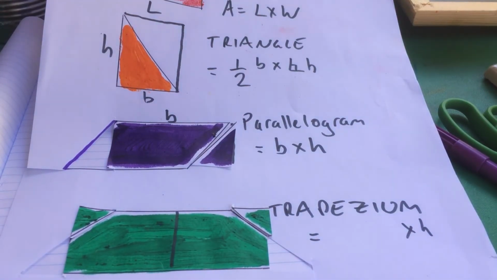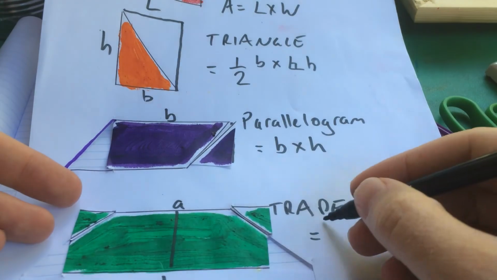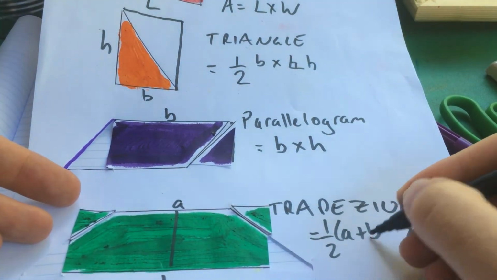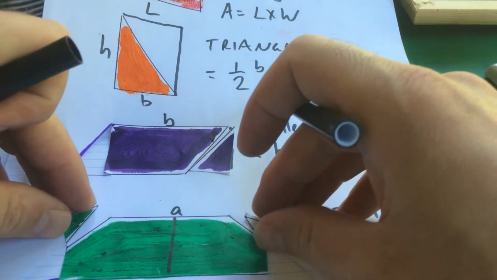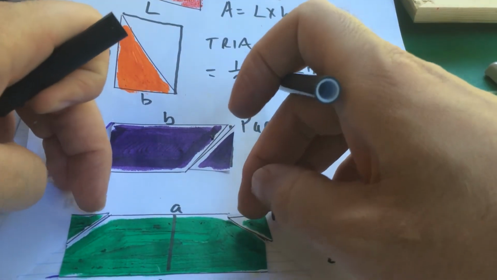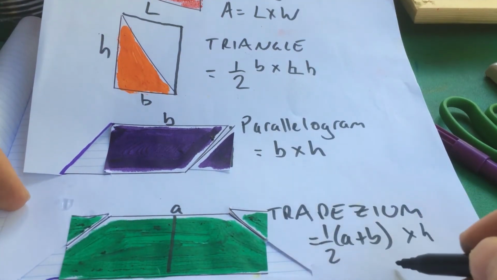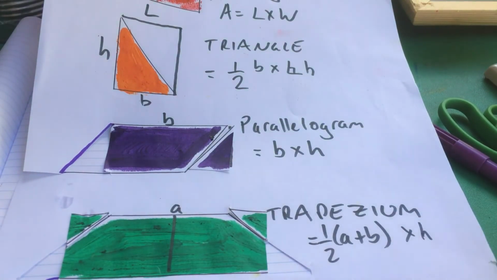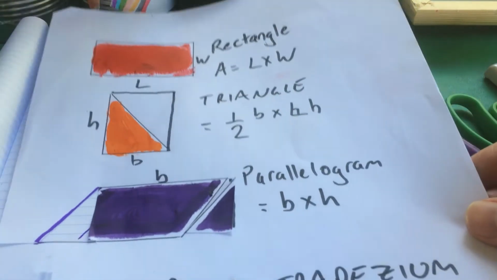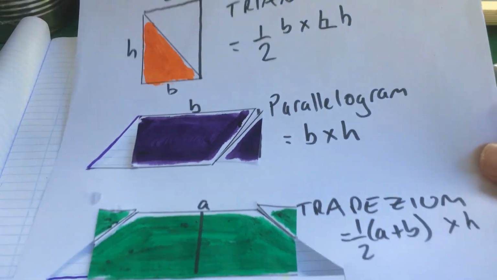So, how do we get an average? We do half. So if that was A, we do half the sum. So we've got the average of those two sides. We don't have A or B, we've got what's in between them to make that rectangle. And so then, instead of length, we've got half A plus B. Instead of width, we've got height. Okay, so there we go. There's some demonstrations of rectangle area, triangle area, parallelogram area, and a trapezium area.